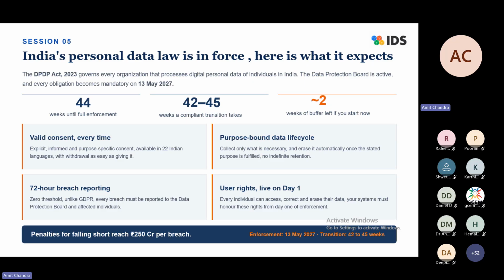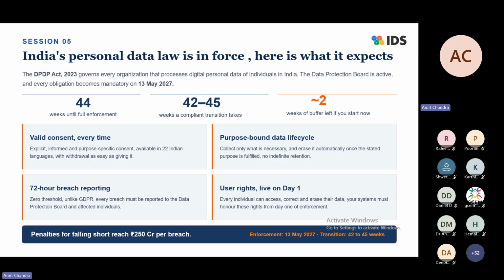So what DPDPA compliance says is that it should be a valid consent every time. It means that whenever you are collecting data from a person, you have to explicitly mention for what purpose you are collecting the data. That is very important. Suppose you are collecting the data for inquiry purposes, then you can't use those data for marketing purposes. You can't use those data for other things.